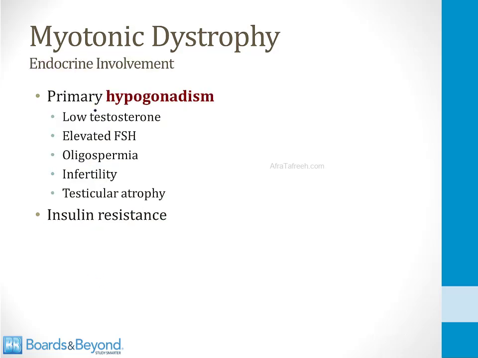The hypogonadism is a primary hypogonadism. The testes release low levels of testosterone. The FSH level is usually elevated. These patients typically have oligospermia and infertility, and they can develop testicular atrophy. In addition, other endocrine systems can be involved, and insulin resistance in particular is common.